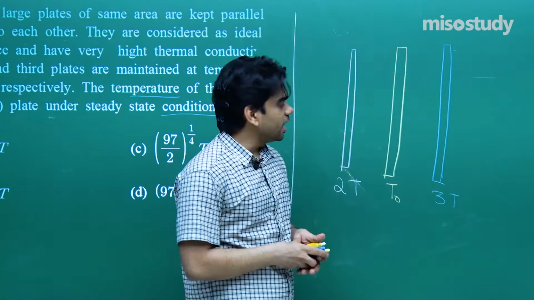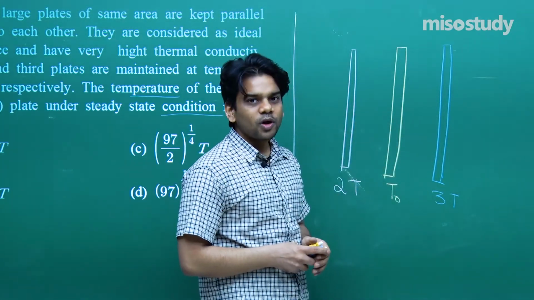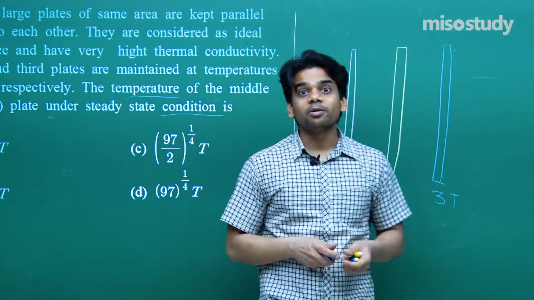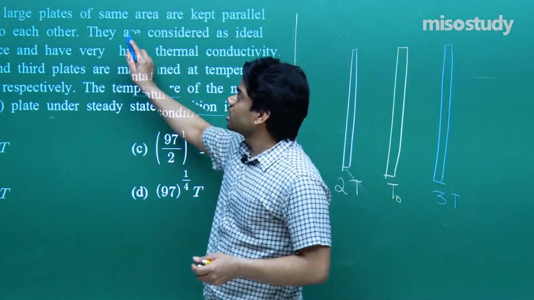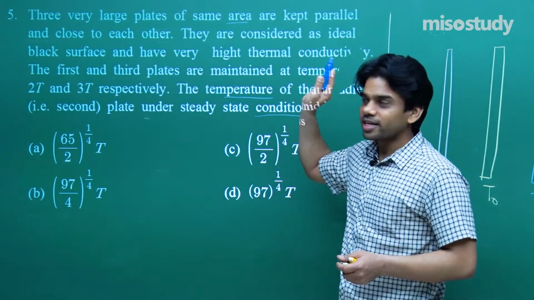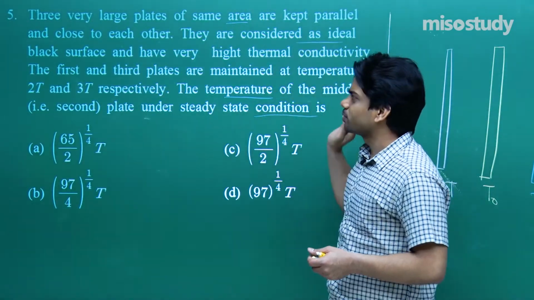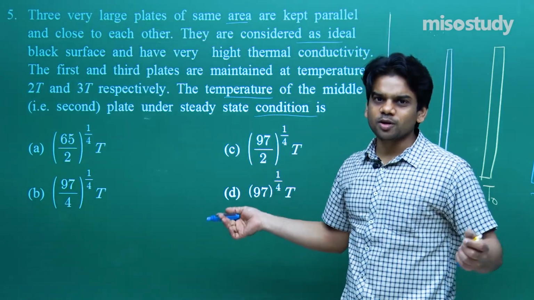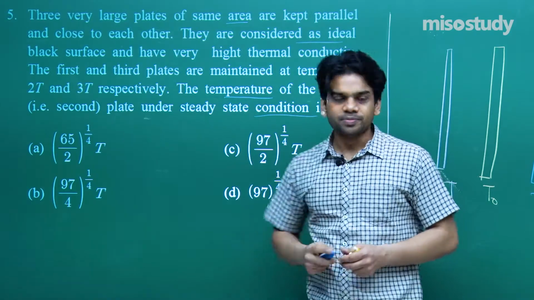Now as per heat flow, you see heat will start flowing from here to here and then from here to here. We all know that the formula that will be valid is sigma A T to the power 4. You see, three very large plates of the same area, that is the area is the same, and are kept parallel and close to each other. They are considered as ideal black surfaces, so we need not use the value of e. Sigma A T to the power 4 will be enough. They have very high thermal conductivity.